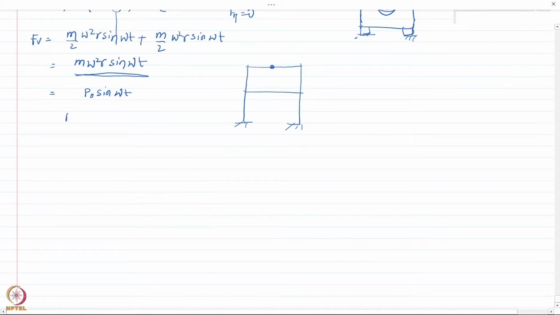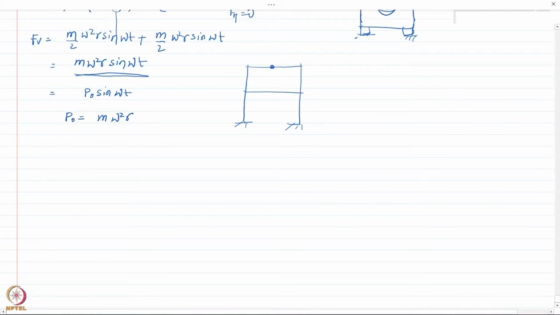If you see, P naught now is m omega square r, which is a function of excitation frequency. Initially, remember when we had P naught sine omega t, P naught was independent of any excitation frequency. Here it is a function of the excitation frequency. So as we increase the excitation frequency, our amplitude also increases, and that is also the reason we cannot apply a very small amplitude load here.